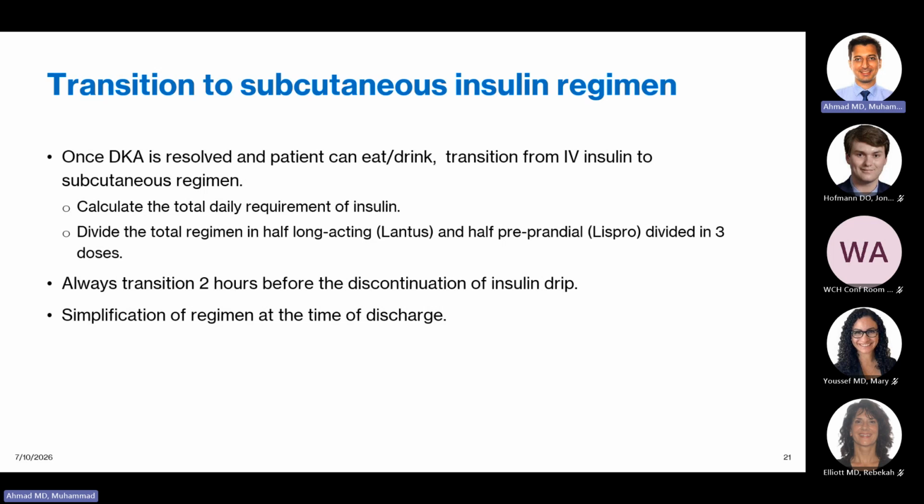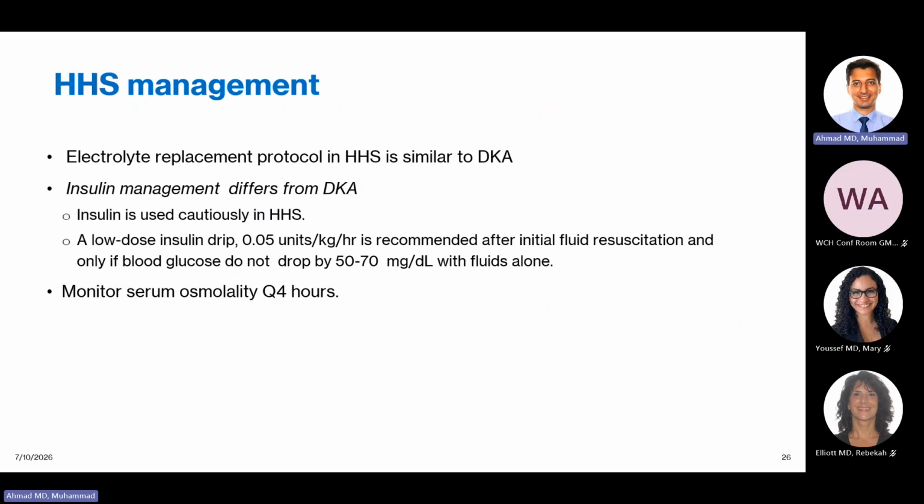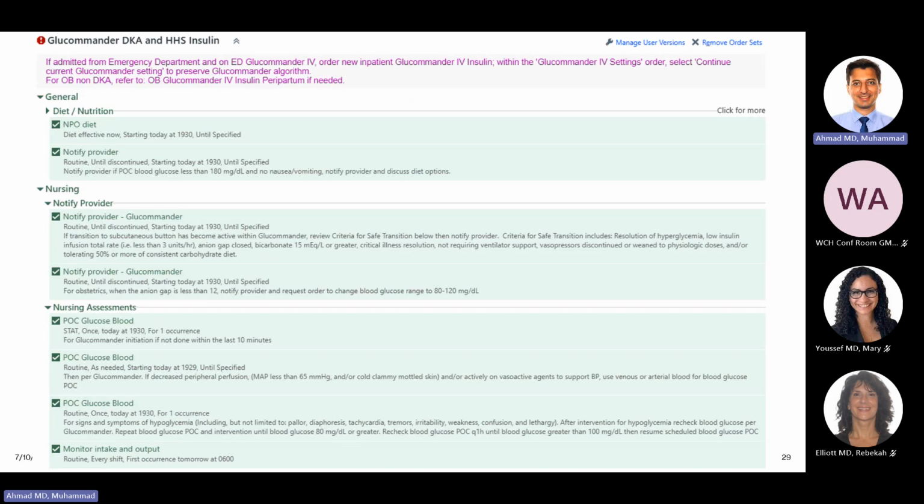Yeah, the order sets. I can show them the order set. So just real quick, show the order set. So that's the order set. This is the order that we have to put: glucomender, DKA, and HHS. If you type in the orders, glucomender, there are two types of glucomender protocol.